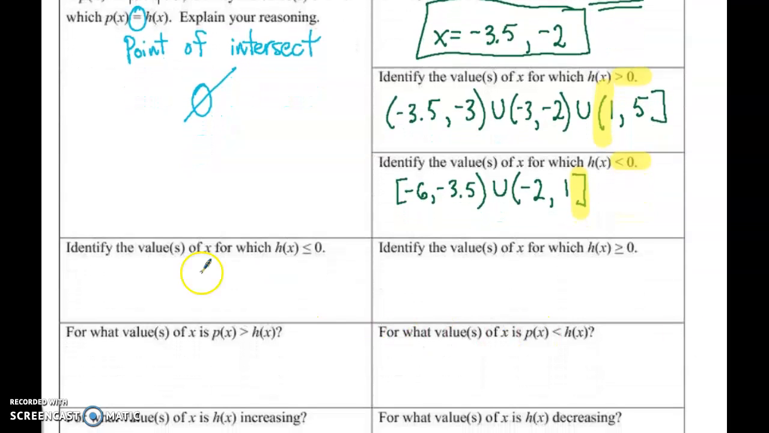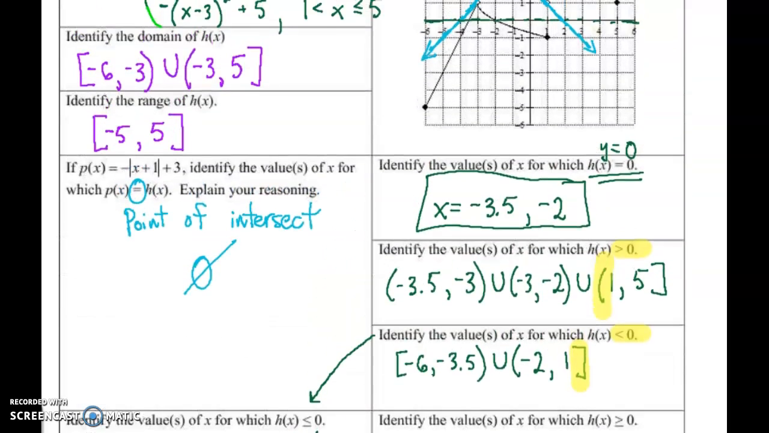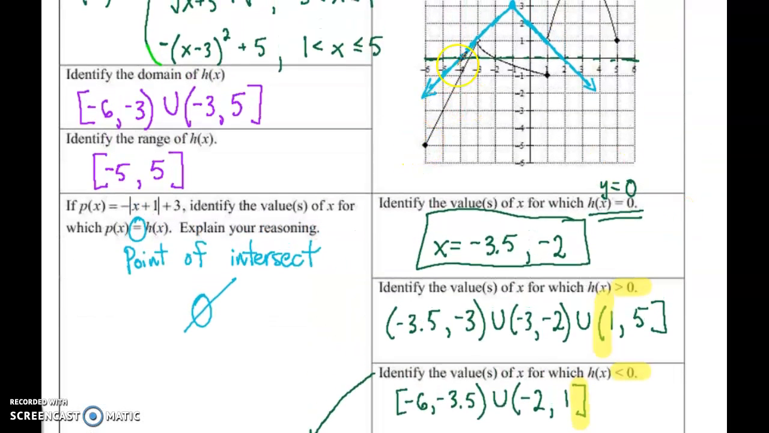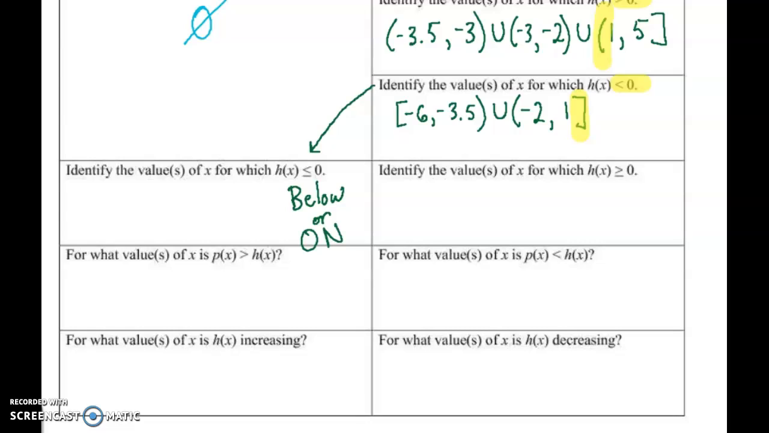So what's the difference for this question to this question is they stick a little equal to bar on here. So basically it's saying below or on the x-axis, which I prefaced for you in earlier videos and warned you to be on the lookout for. So now you can include negative 3.5. You can include negative 2. So that's the only thing that's different for that answer. So still negative 6, still negative 3.5, but now we can include that point.